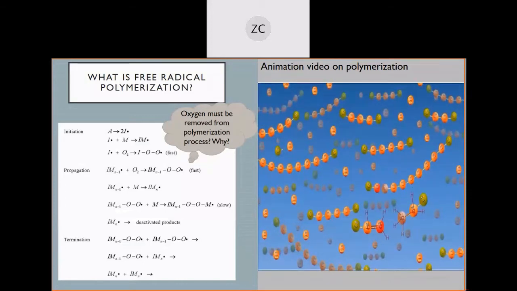The oxygen needs to be removed from the polymerization process. Why is it so? This is because oxygen is abundant in the atmosphere around us, and it is very reactive. It tends to react with the initiator in the initiation step as shown here, and next it will attack the monomers and reach the termination step faster than what we expected.